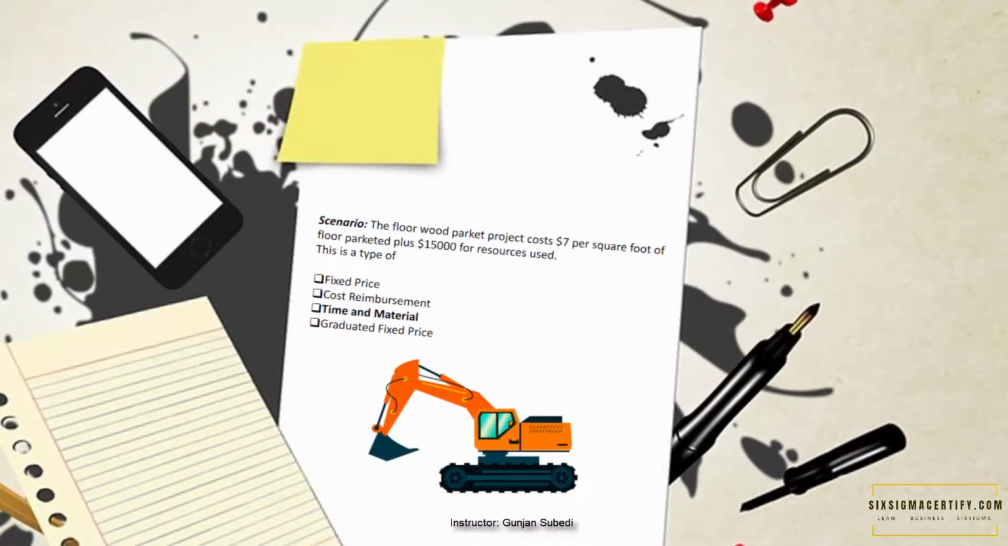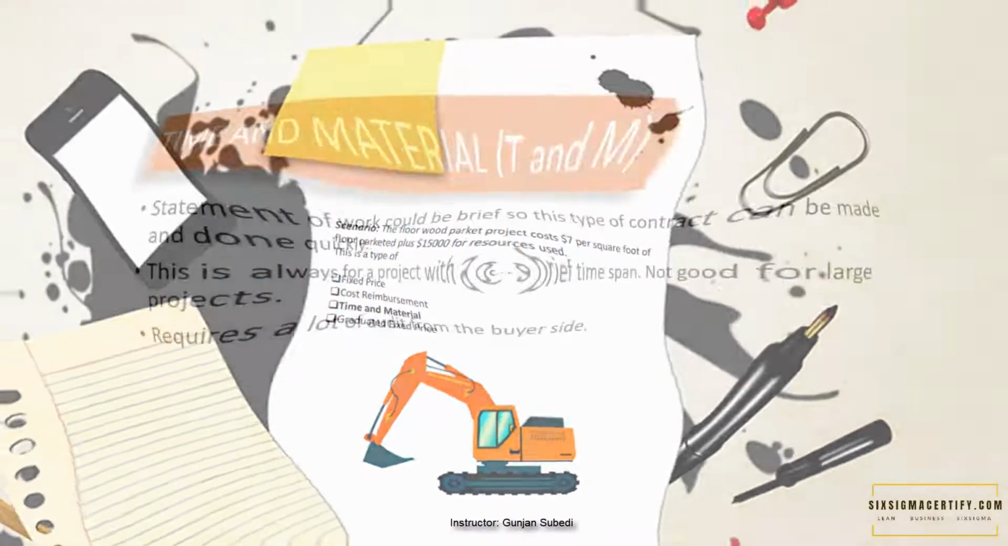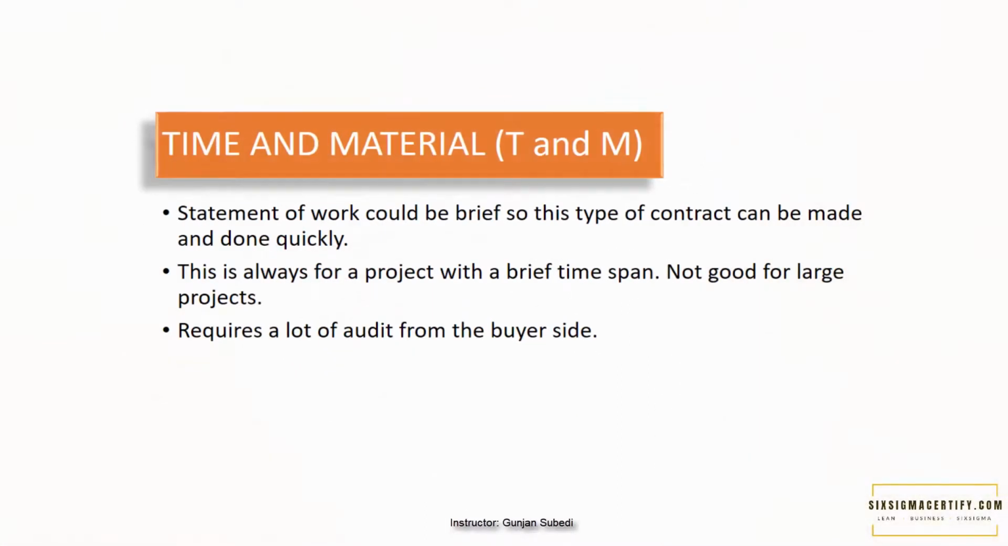Question. The floor wood parqueting project costs $7 per square foot of floor parqueted plus $15,000 for resources used. Is this a type of fixed price contract, cost reimbursement, time and material, or graduated fixed price? In this type of contract, the statement of work could be brief, so this type of contract document can be made and done quickly. Remember, this is always for a project with a brief time span. This may not be good for a larger project.